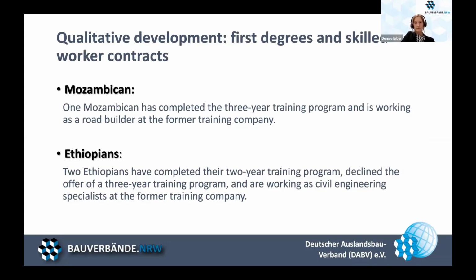Okay, now, like I said, we have one apprentice from Mozambique who has completed the 3-year training program and is now working as a road builder. We now actually have 3 finished candidates from Ethiopia. Here it's written that 2 completed a 2-year training program. One of them completed the 3-year program in a shorter time, because he was that motivated and that good. Next slide.